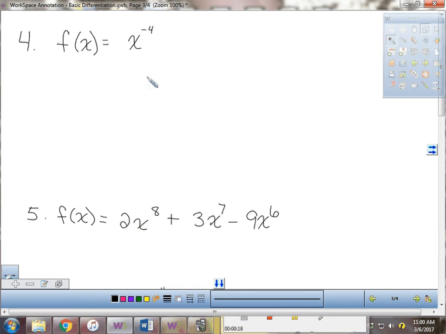All right, number 4, same thing. I'm going to pull that negative 4 to the front. Negative 4 times 1 is negative 4. X to the negative 4 minus 1 is negative 5.